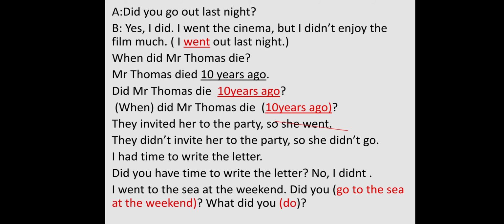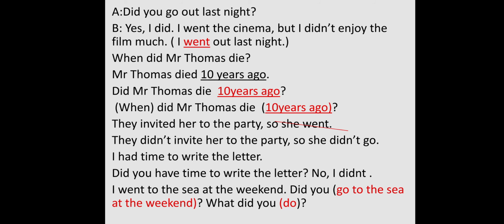When did Mr. Thomas die? This is the second sentence, and it is a question. Let's imagine that the person said, Mr. Thomas died 10 years ago. Let's say that this is the original sentence: Mr. Thomas died 10 years ago.